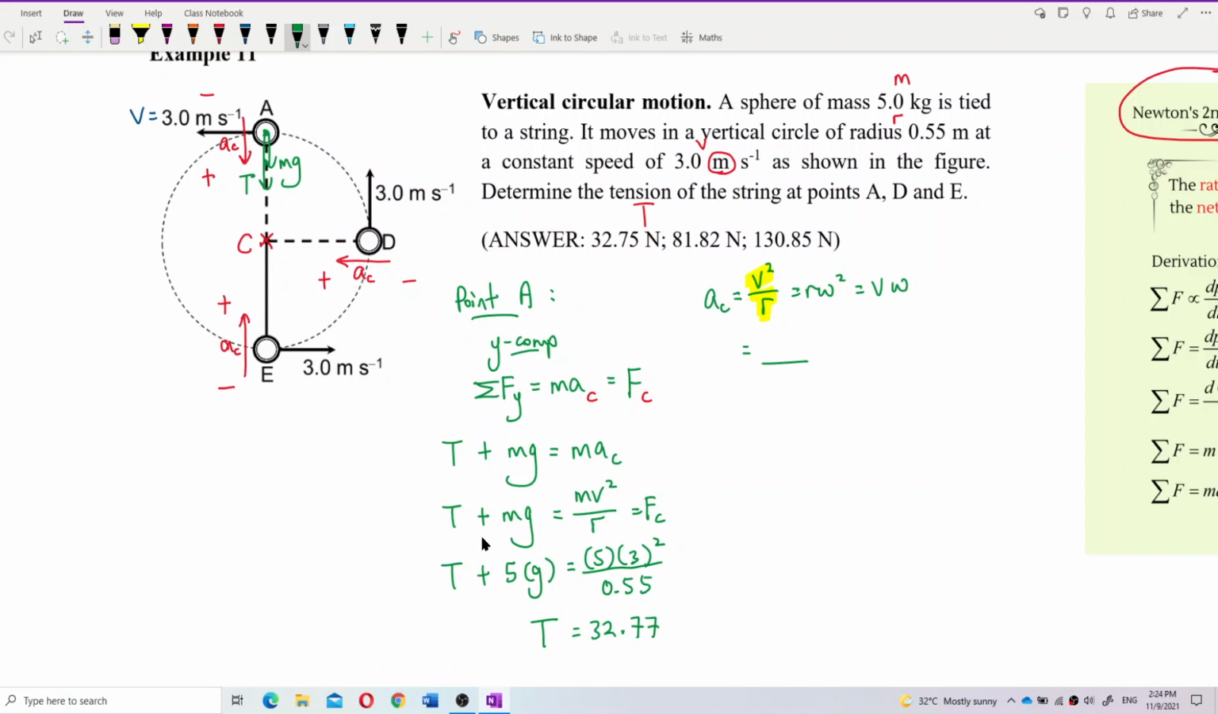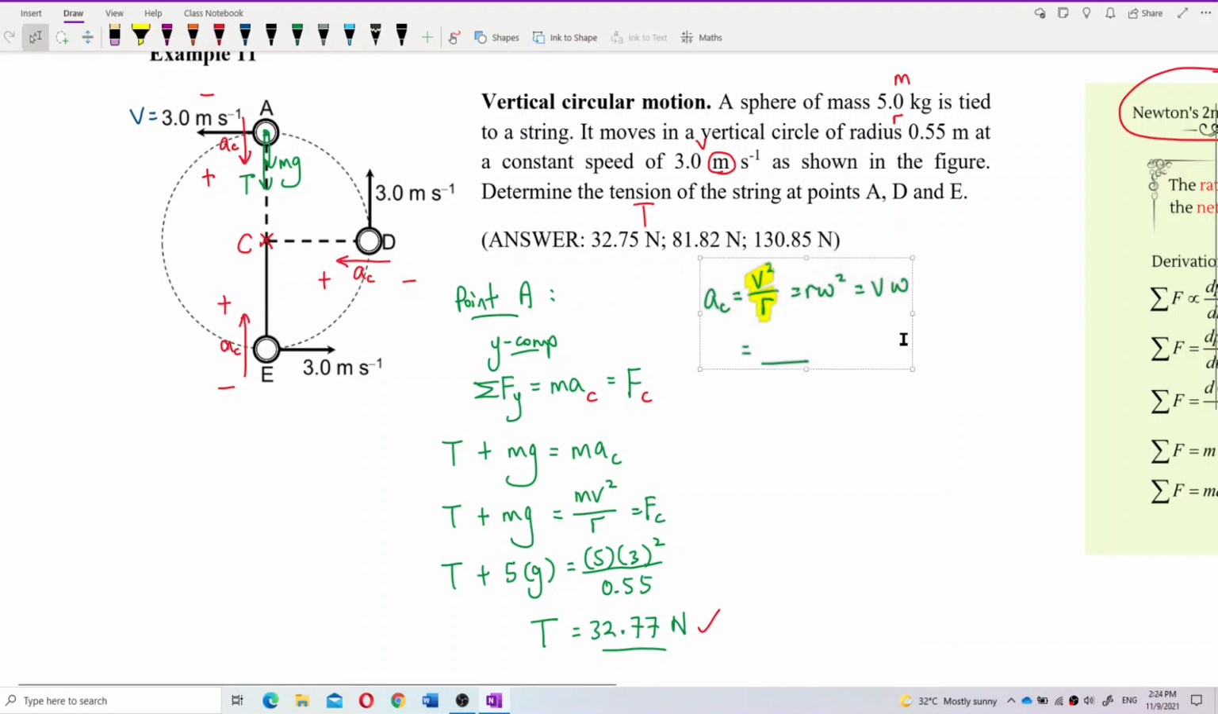32.77 Newton. This is the force. Tension is a force, so it's Newton. So is it correct? A little bit different, but it's very near, so it's correct. Okay, now let's investigate.